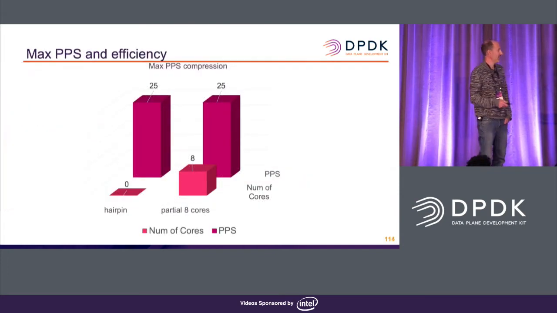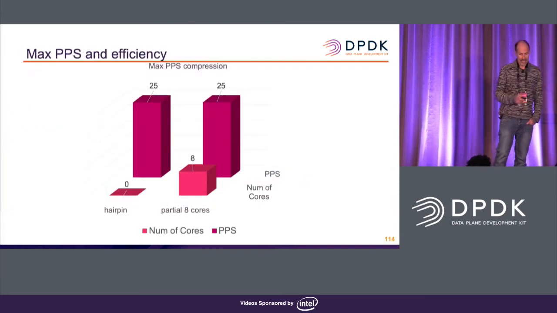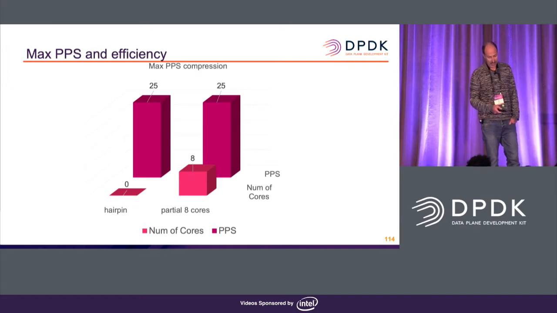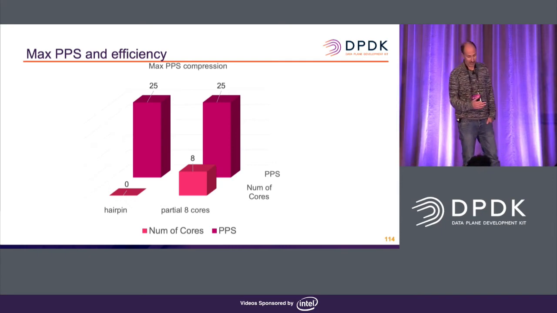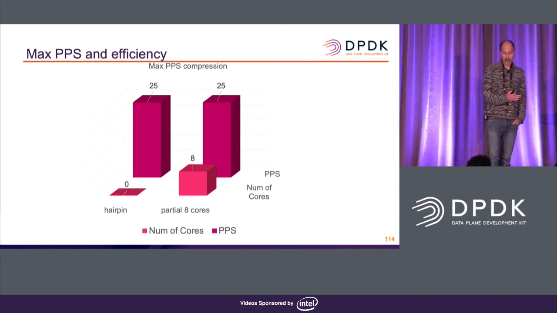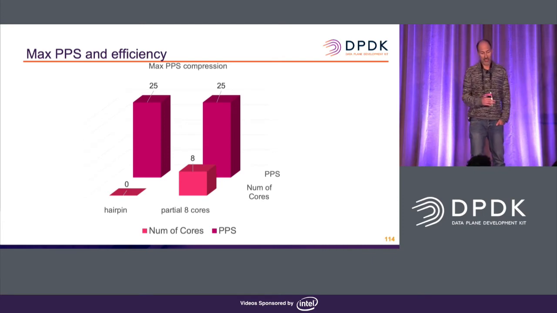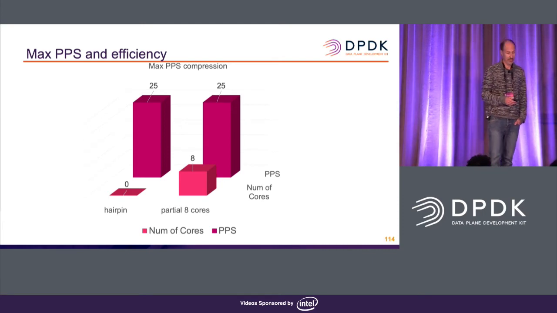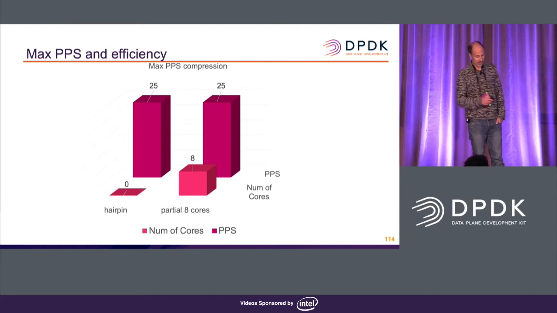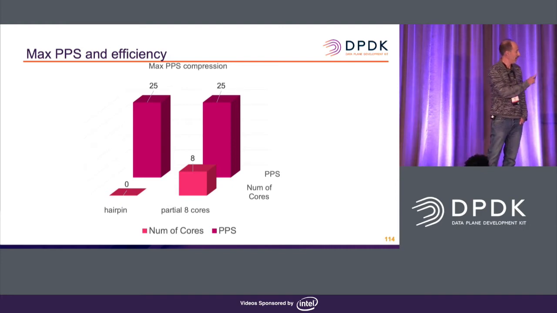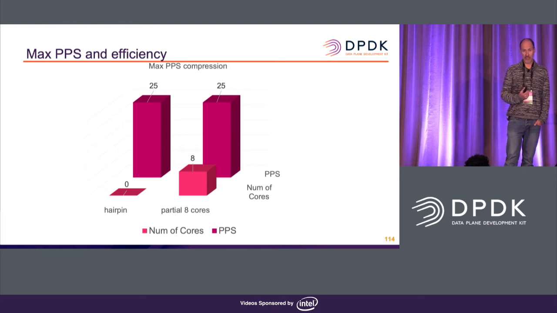Okay, this is the most important slide, basically. In the back bars, we can see the comparison between the max PPS that we got when we're using partial offload or hairpin offload. As we can see, in both cases we're getting around 25 million packets per second. The interesting stuff happens on the front two bars, where we see the number of cores we need in order to achieve that number of PPS.